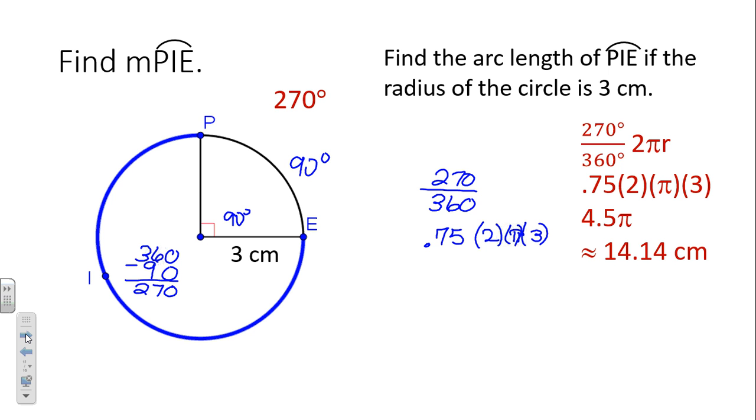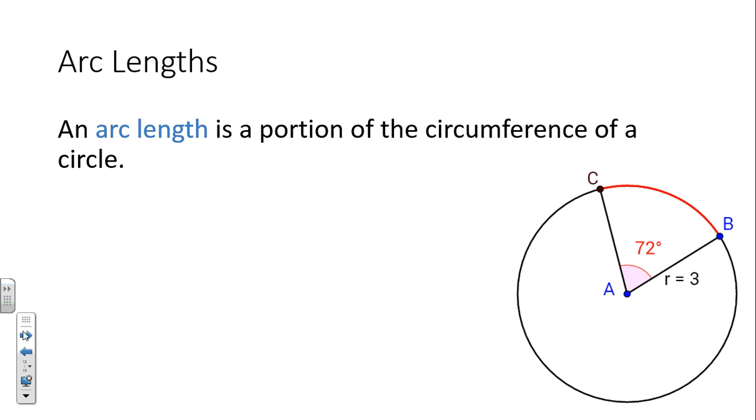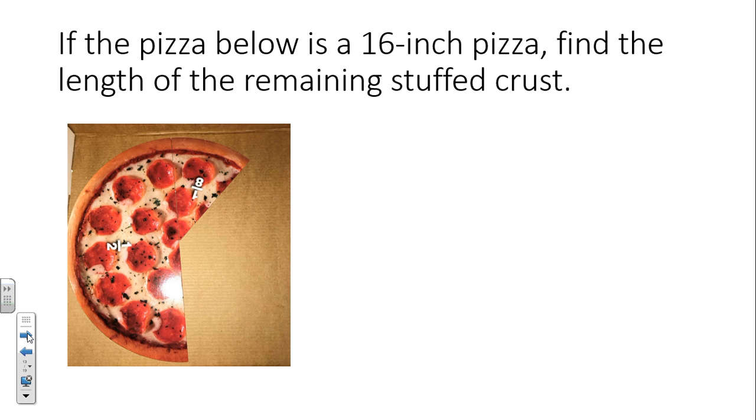All right, we're ready? Here we go. So arc length is nothing more than a portion of the circumference of a circle. Okay? And we find out how many degrees we have divided by the 360 in the whole circle. So here's an example. How many people have had stuffed crust pizza? I haven't. I've never tried a stuffed crust pizza.